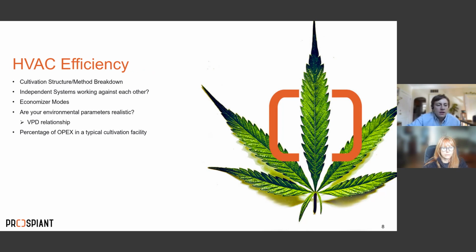And then HVAC efficiency is next, and this is by far the most important one. We could honestly probably have an entire webinar series just about HVAC efficiency and how you can lower that and help your OpEx. So we'll just talk about a couple high-level points. But the first one's going to be just cultivation structure, and what structure are you cultivating in? If you're in an indoor grow, are your sidewalls and your roof rated at R30, or are they rated at R8, R12? How much heat are you losing within your zone to the outdoor environment?